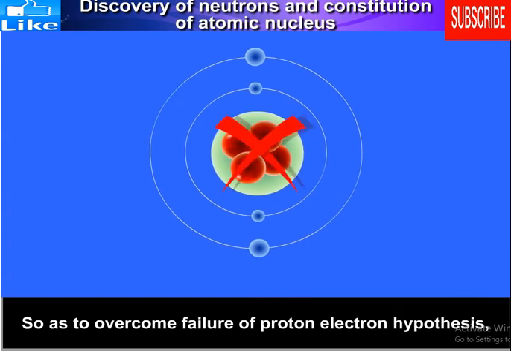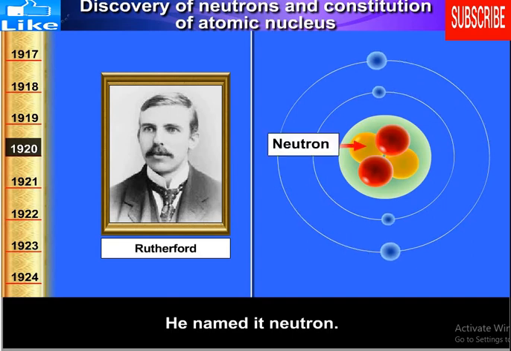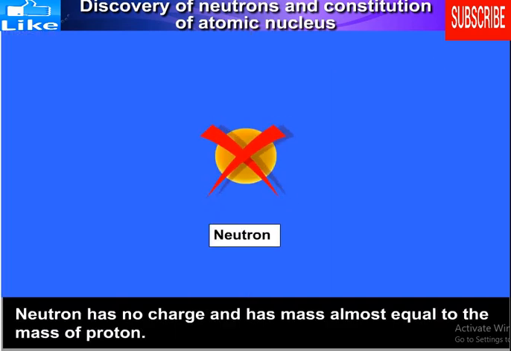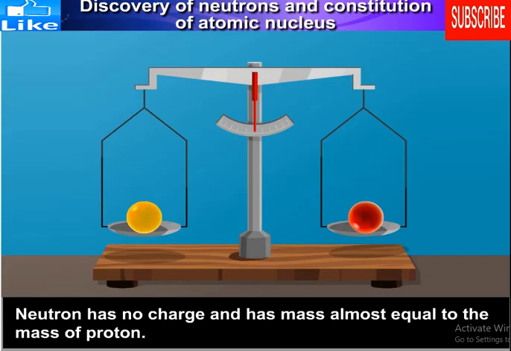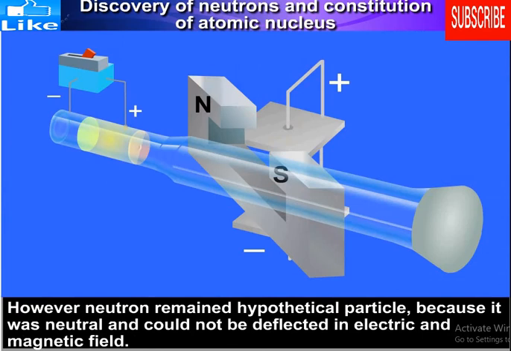So as to overcome failure of proton-electron hypothesis, Rutherford in 1920 proposed the existence of a neutral particle made from close combination of proton and electron. He named it neutron. Neutron has no charge, and has mass almost equal to the mass of proton. Its existence was accepted by almost everybody, because it satisfied all characteristics of atomic nucleus, like mass, charge, spin, etc. However, neutron remained a hypothetical particle, because it was neutral, and could not be deflected in electric and magnetic field.